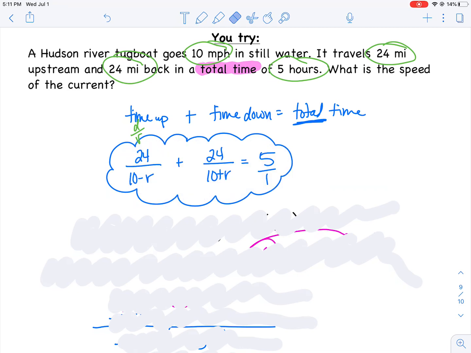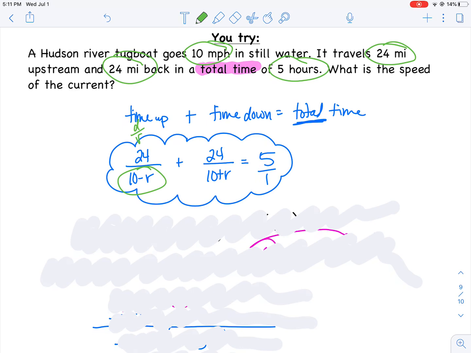All right, this is what I got. I knew that the distance upstream was 24 miles. I know that the speed upstream was going to be a little bit slower. My normal speed of 10 miles per hour was going to be slowed down by whatever the river was because I'm going to have to go up the stream, right, against the current. So that's how I got the 10 minus R, not R minus 10. Plus, I have to do the time going downstream. That's distance over rate.